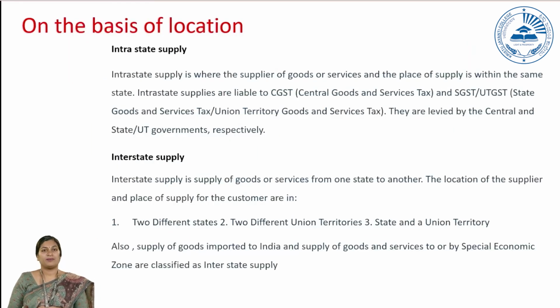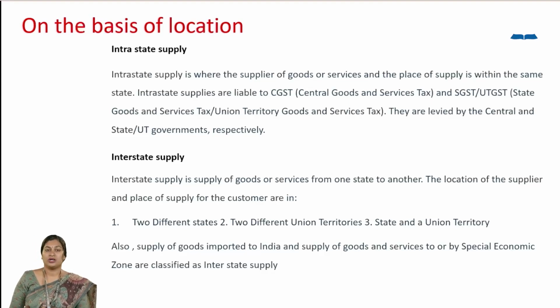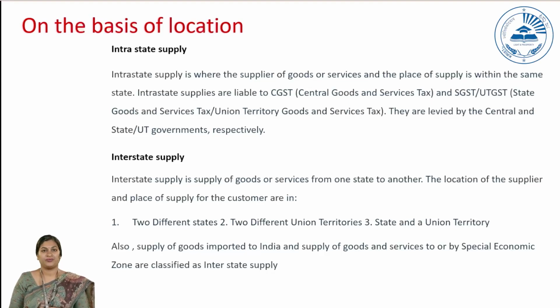So what is intrastate supply? Intrastate supply is where the location of the supplier and the place of supply are within the same state. Here, intrastate supplies are liable to CGST and SGST. And if it is in the union territory, then it will be CGST and UTGST. They are levied by the central and state or UT governments respectively. So this is a supply which is happening inside the state. The supplier and the place of supply will be from the same state.